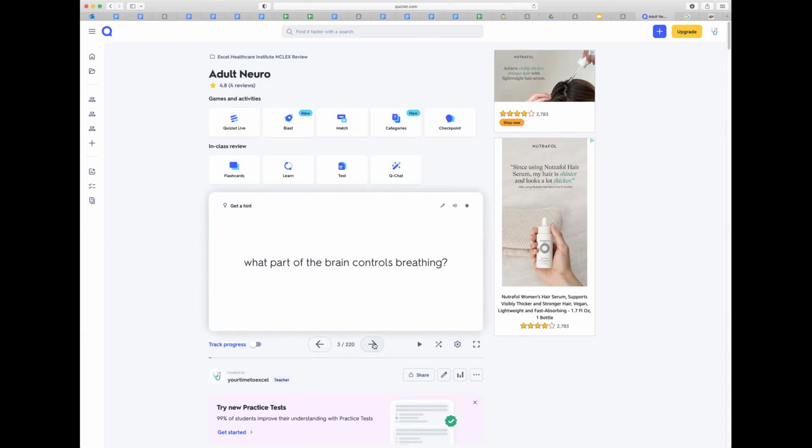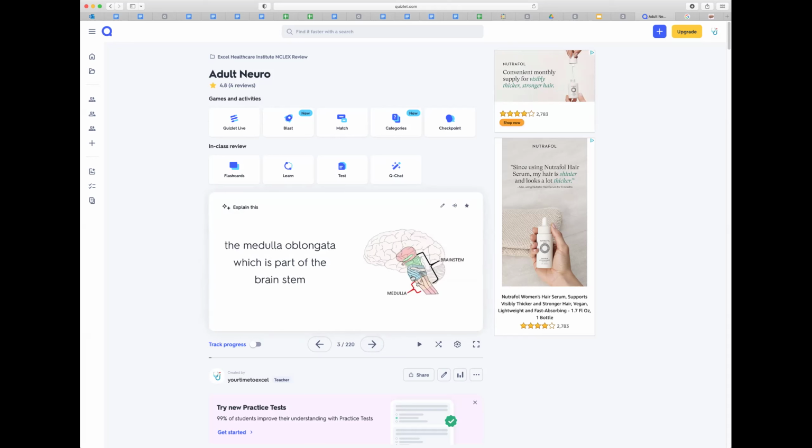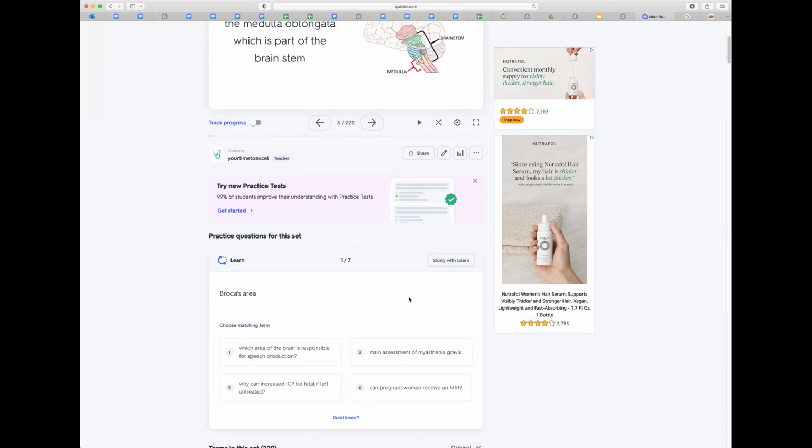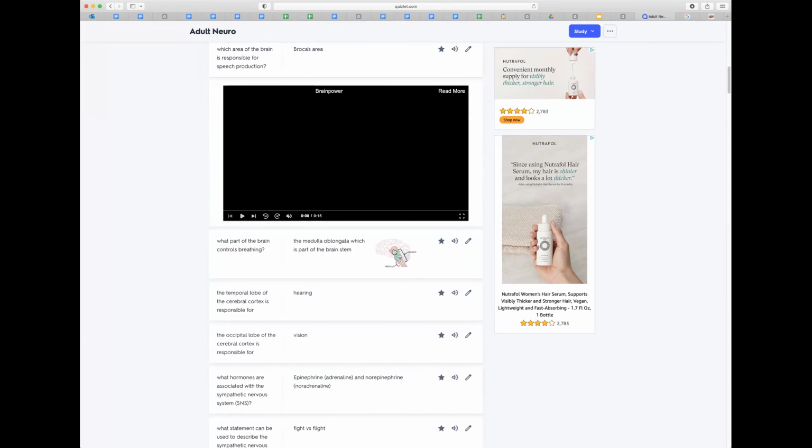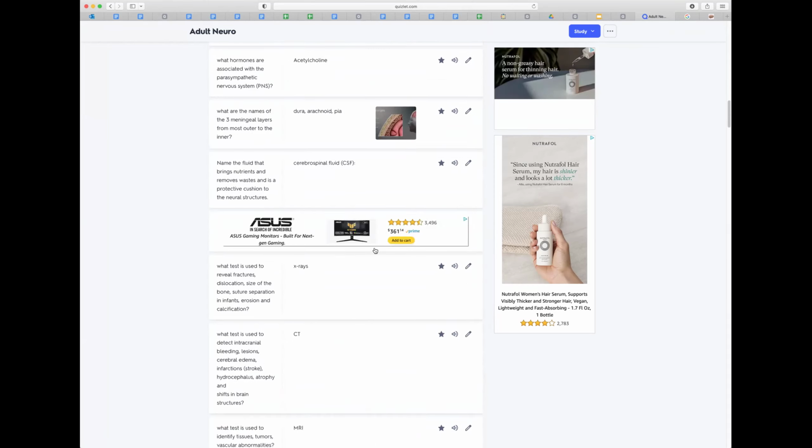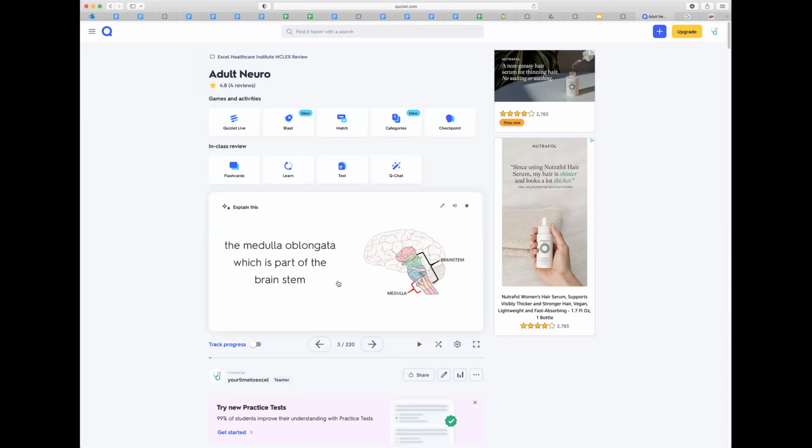Okay, so what part of the brain controls breathing? Brainstem. Really? Starts with the M. The medulla oblongata. Yeah, the medulla oblongata. And I even put pictures. And yes, it's the brainstem. And you can do the flashcards individually.